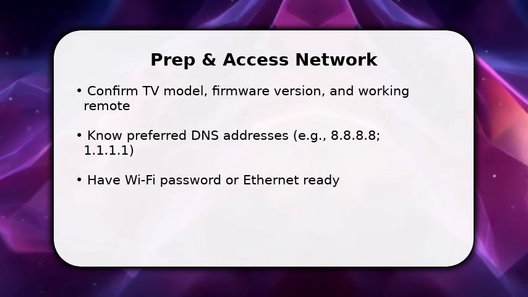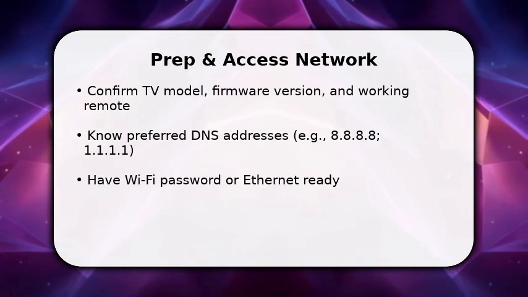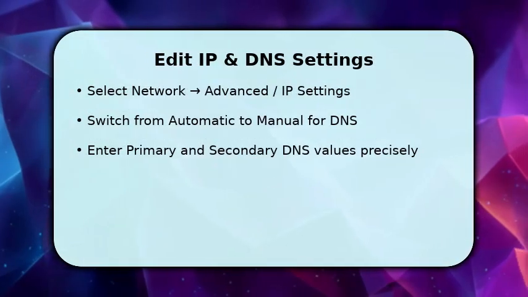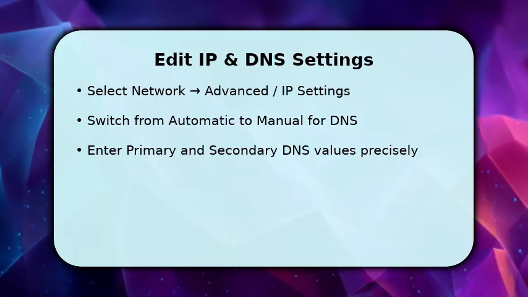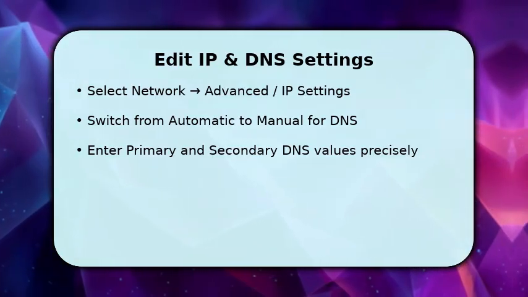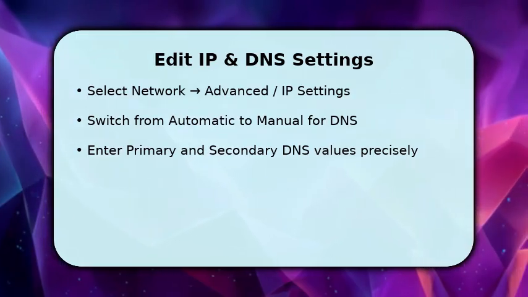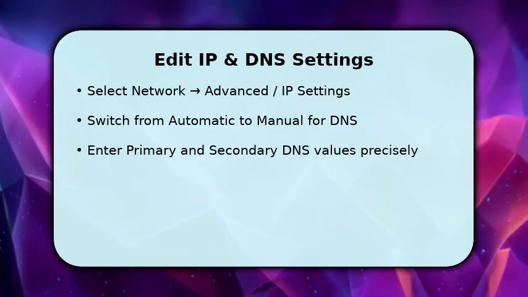Doing this now saves time, because the TV must release the old DHCP settings. You'll move into advanced or IP settings and change address mode from automatic to manual so you can enter DNS servers. Once selected, keep the existing IP, subnet mask, and gateway values if shown. Don't change them unless you know what you're doing.